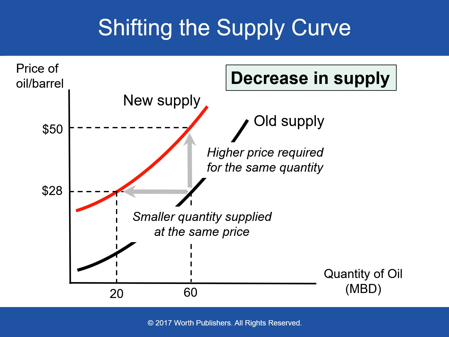The other way to look at it is, what if we somehow keep the supply of oil the same? Then what's going to have to happen as a result of this move in the supply curve to the left is that in order to keep the quantity of oil produced the same, you would need somehow to have an increase in the market price.